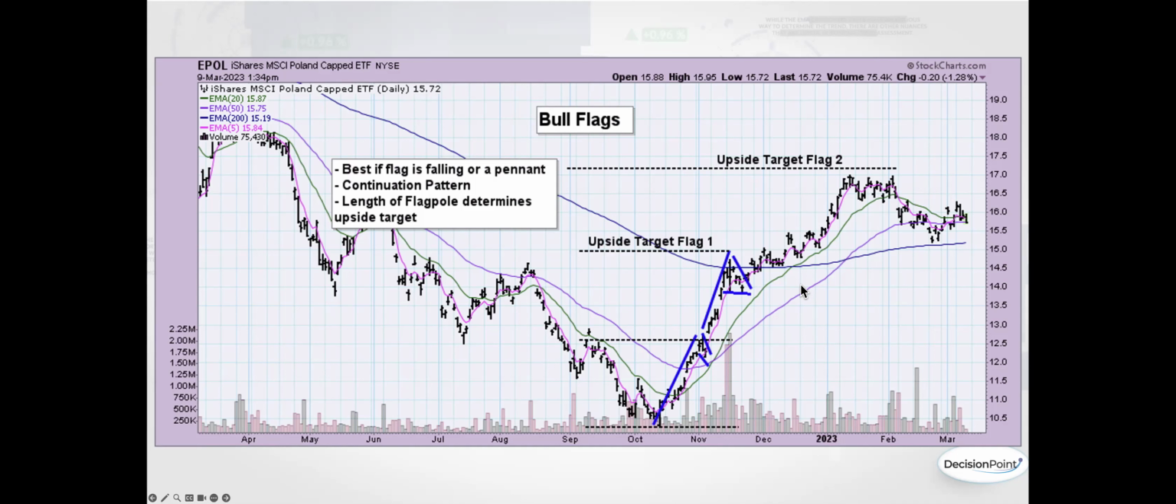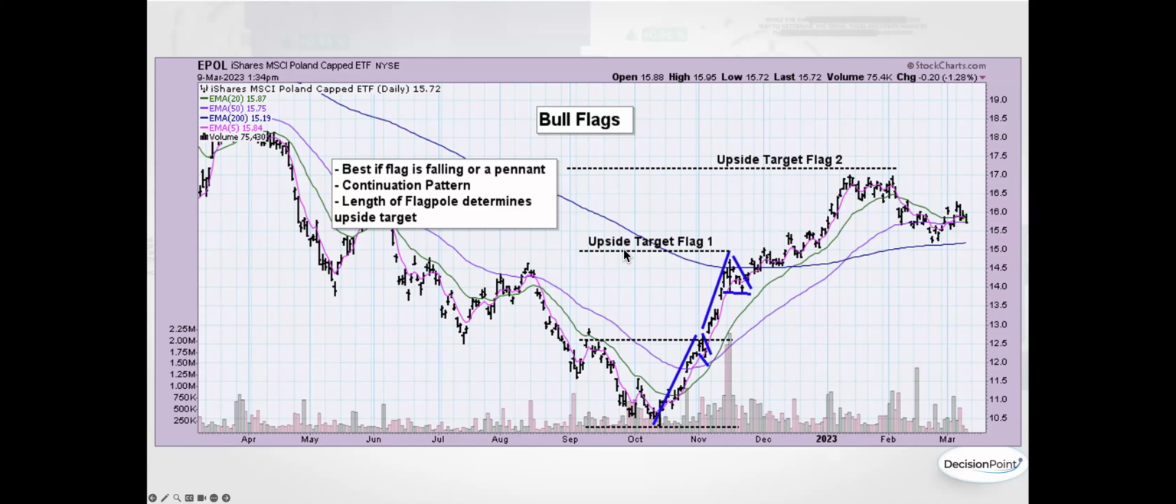The length of the flagpole can give you the targets of the patterns. So in this case, the flagpole was this tall. And so when you measure, if you go up the same amount, that gives you the target of the flag. And in this case, you had pretty much the textbook completion of the pattern. Up here, you got your upside target. It didn't quite make it to that upside target, but it was very, very close. And so that's what you're looking for with the flag.